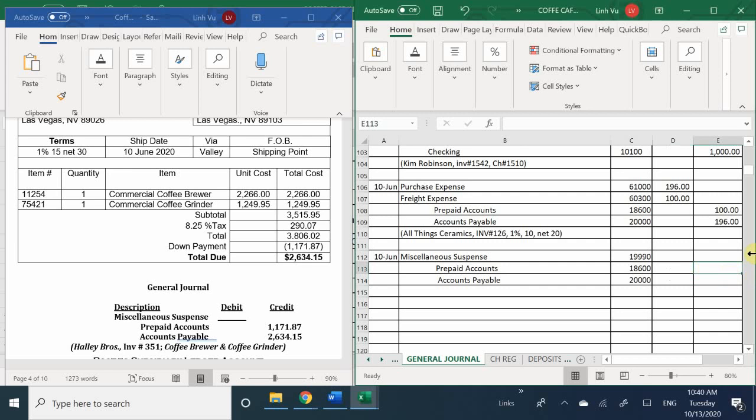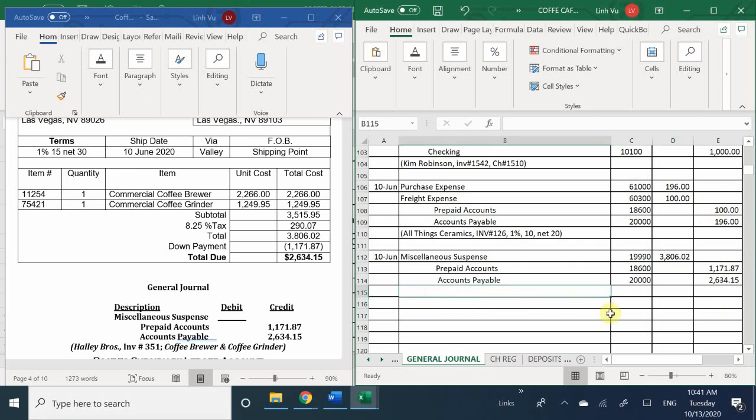So here I know that my down payment should have been $1,171.87, right? My new amount that I'm going to be owing is $2,634.15. Therefore, my grand total that I'm going to be placing into my miscellaneous suspense should be $3,806.02. Yes, it should be for the full titled amount that is on my bill. Okay?